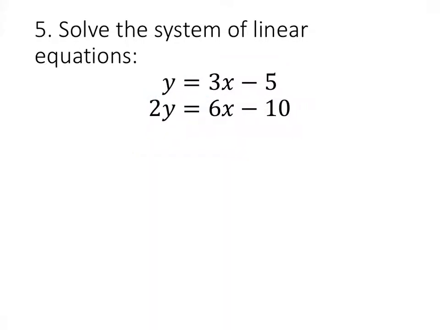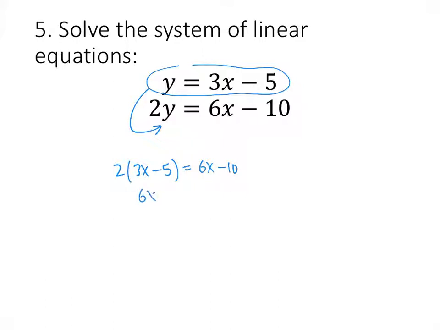Very similar setup for this one. Again, the first equation is already solved for y for us, so we're going to substitute that into the second equation. We get 2 times the quantity 3x minus 5 equals 6x minus 10. 6x minus 10 equals 6x minus 10, and we might already tell that something strange is happening. Now when we subtract 6x from both sides, we get a true equation. We get negative 10 equals negative 10.